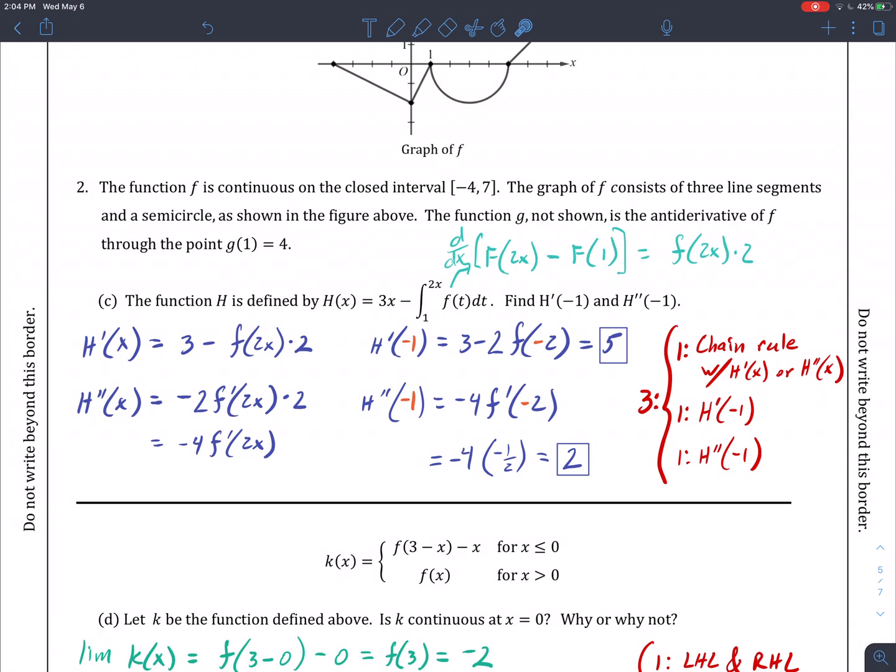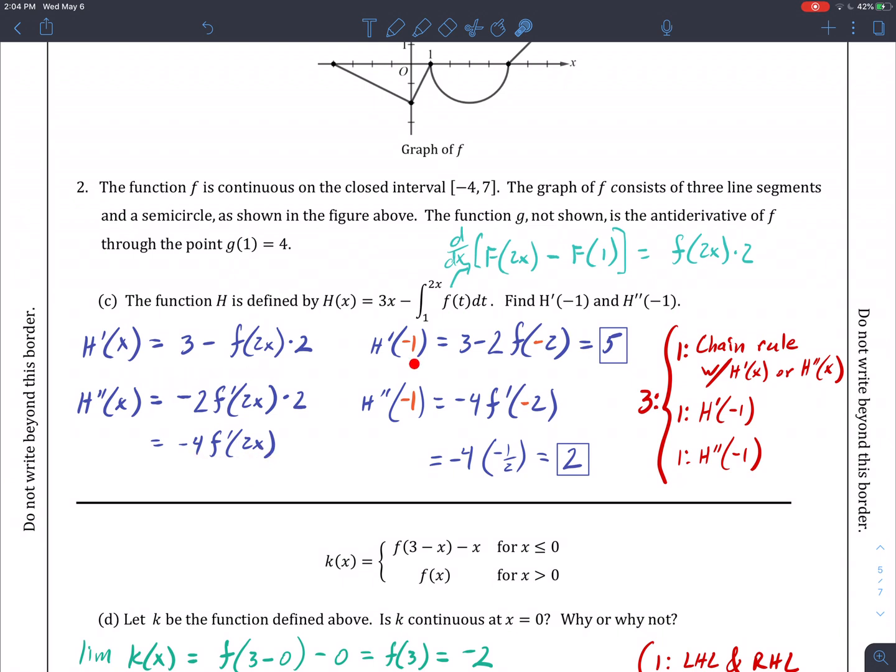H double prime is the derivative of h prime. So the derivative of the 3 is 0, that goes away. And then I have to differentiate this. Well, this is a chain rule, 2x inside. So f prime of 2x, but then I have to multiply by another 2, which is the derivative of that 2x. So I end up with -4 f prime 2x as my second derivative. So first derivative, second derivative given.